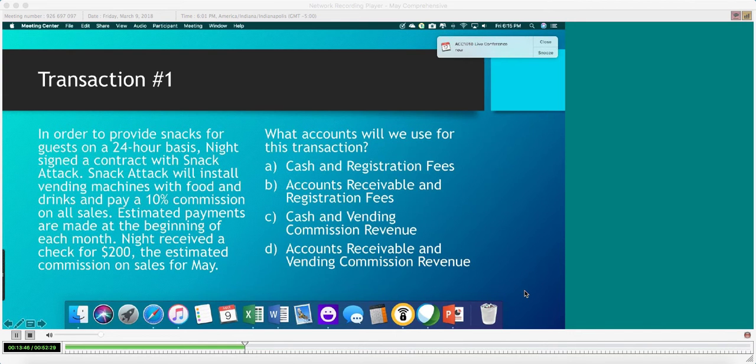So based on all of the nice wordy information you're given, what accounts are we going to use? Would it be A, cash and registration fees, B, accounts receivable and registration fees, C, cash and vending commission revenue, or D, accounts receivable and vending commission revenue? So what would we use?